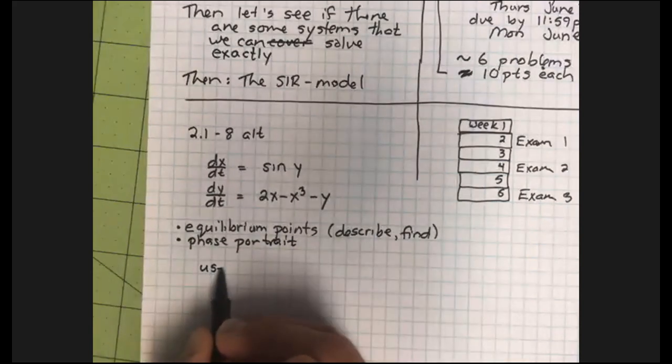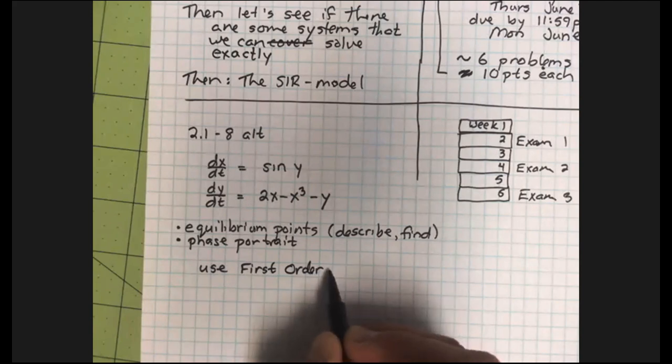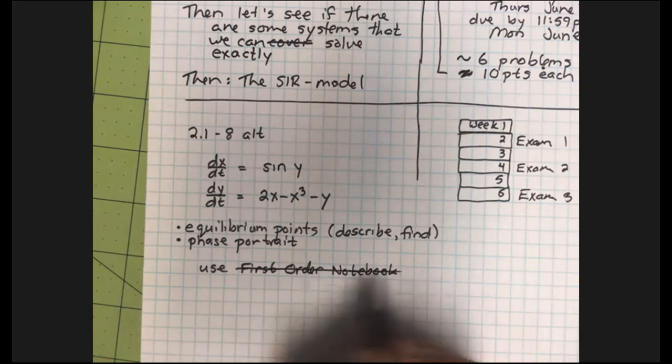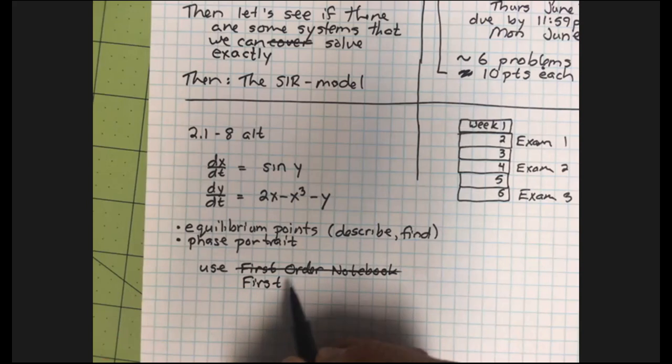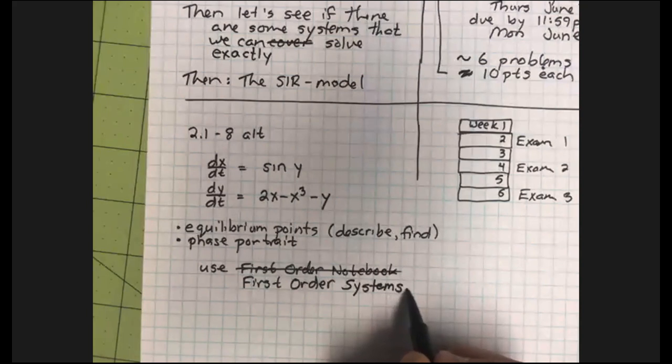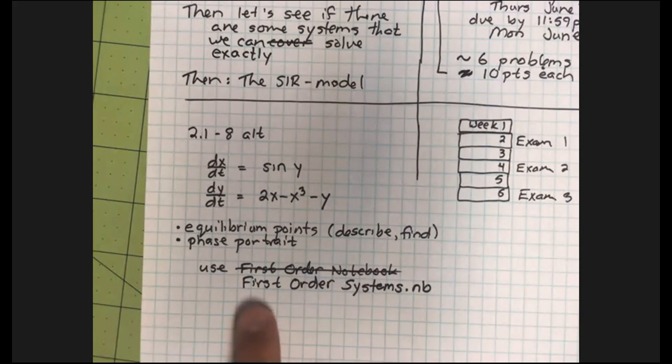And I highly recommend you use the first order systems notebook in Mathematica that I gave you. At least to show you what the slope field looks like. Can't write and talk at the same time, or you end up writing what you're talking. I use this Mathematica notebook here. And even if you just use that for the slope field, to get a clue on the slope field, you can by hand draw the sample phase portrait.